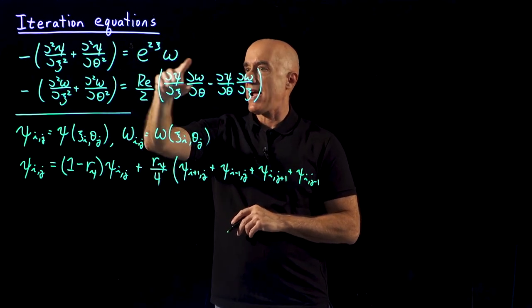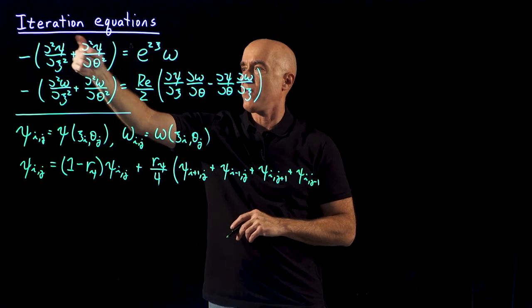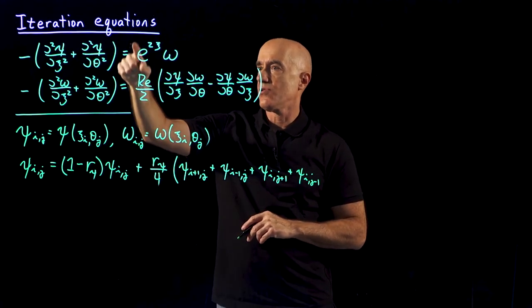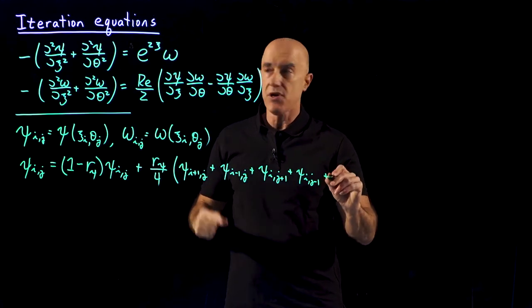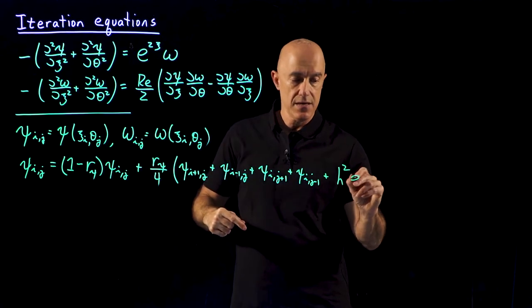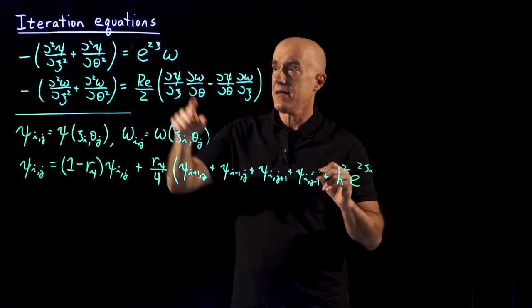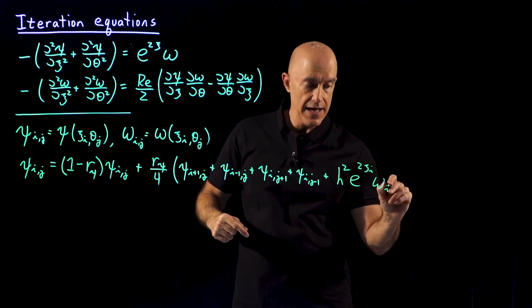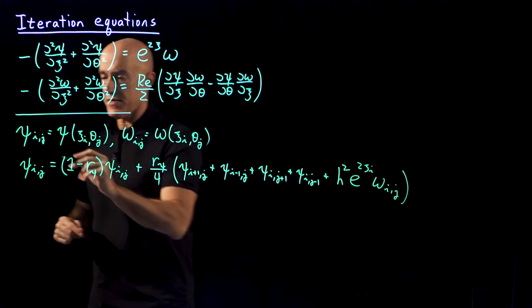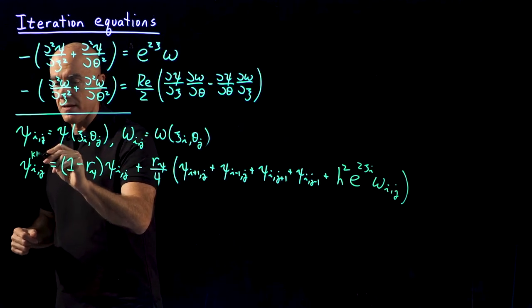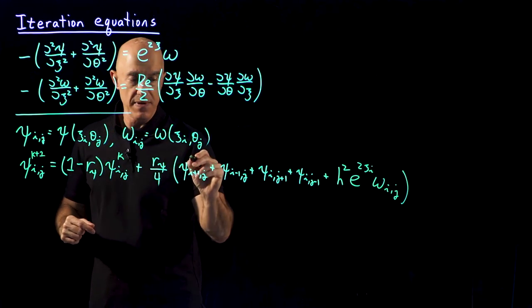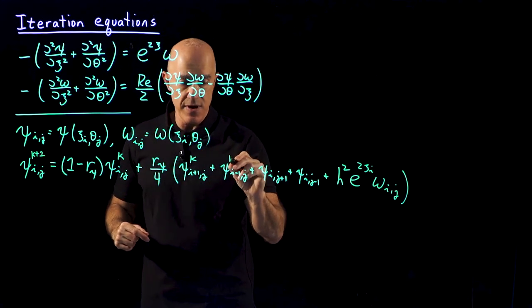And then the right-hand side. So this has a 1 over h squared. So we multiply through by h squared, so it will come on this side. So this term will be an h squared times e to the 2 psi I times omega I comma j. Okay? So remember, this is at the k plus 1 iteration, and everything on the right-hand side will be at the k iteration.